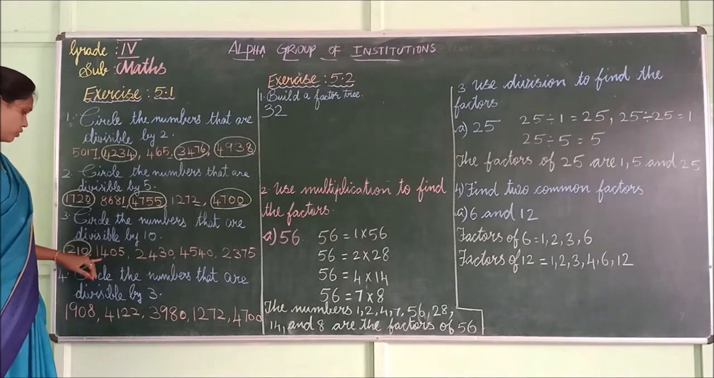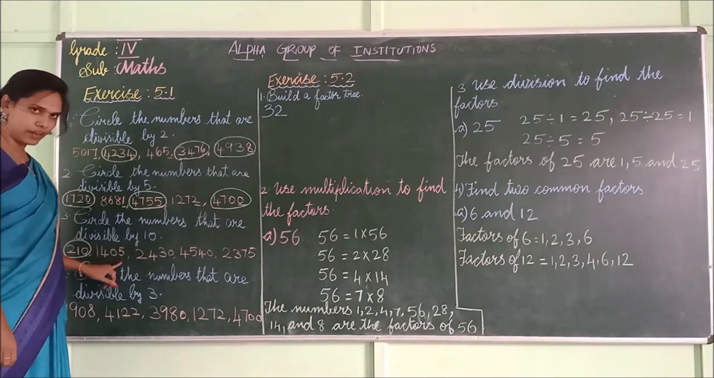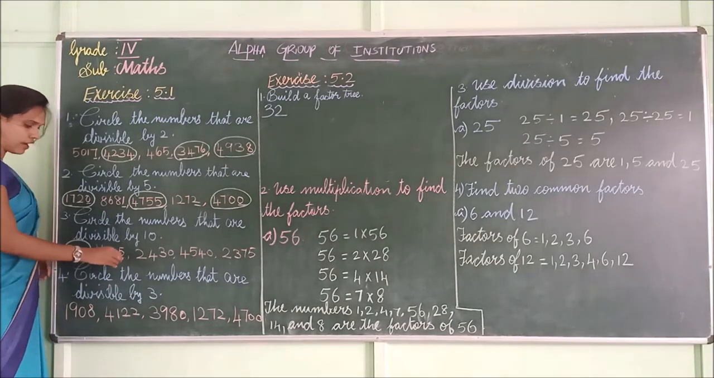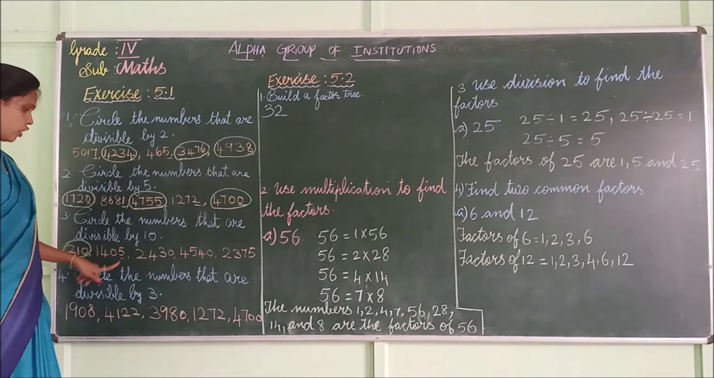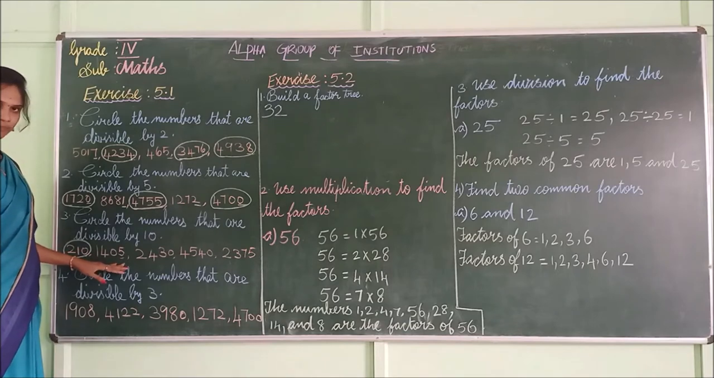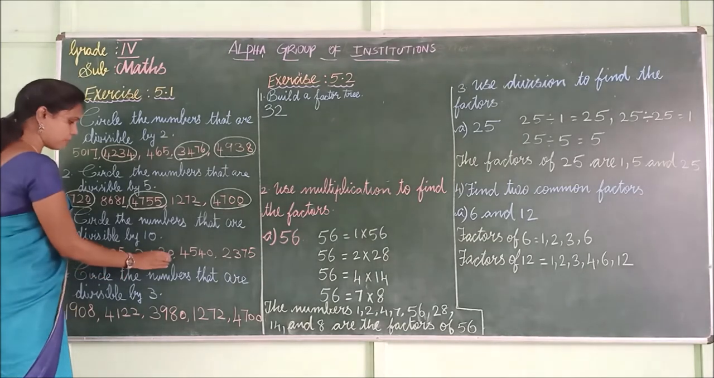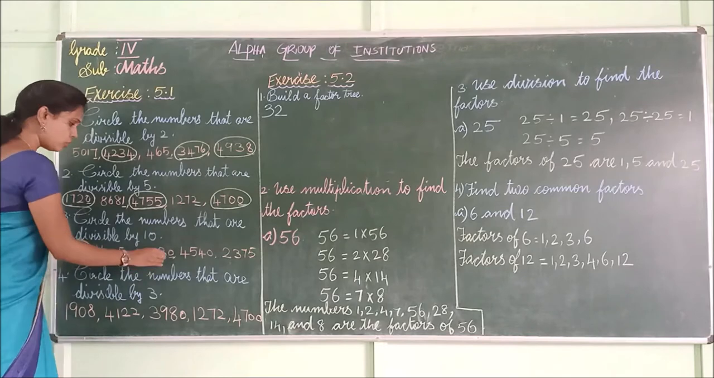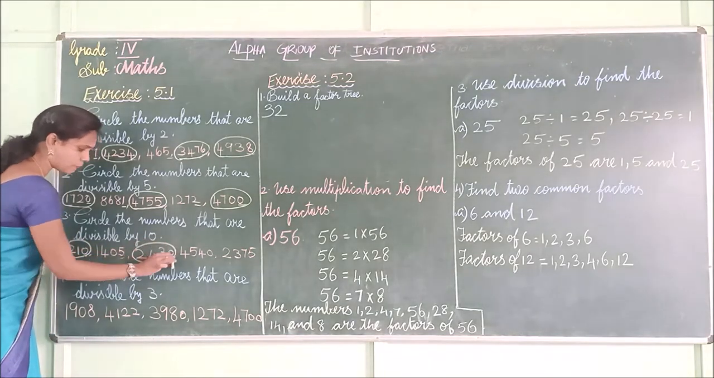Now see the next one, 1405. The last number is 5. 5 is not divisible by 10, so ignore this one, don't circle. Next one, the last number is 0. So automatically you can circle the number.